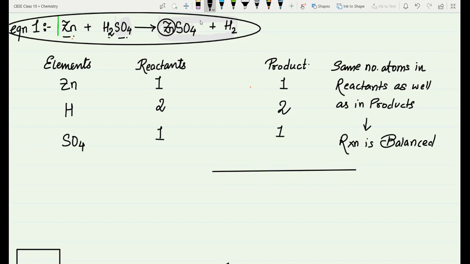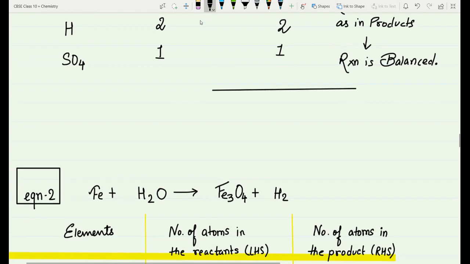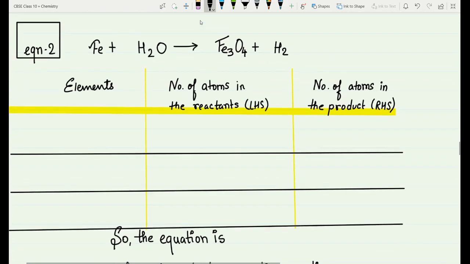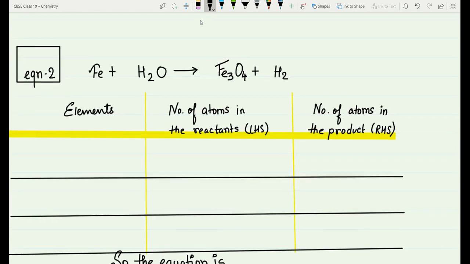अब ऐसा तो होगा नहीं कि हर बार हर रिएक्शन बैलेंस ही मिले. So next we will jump to the next reaction in which we will see how to balance this thing. So पहले क्या है reaction? So the reaction is, iron, that is Fe, reacts with hydrogen to give ferric oxide and hydrogen gas. अब हमें एक काम क्या करना है, एक टेबल बनाना है.